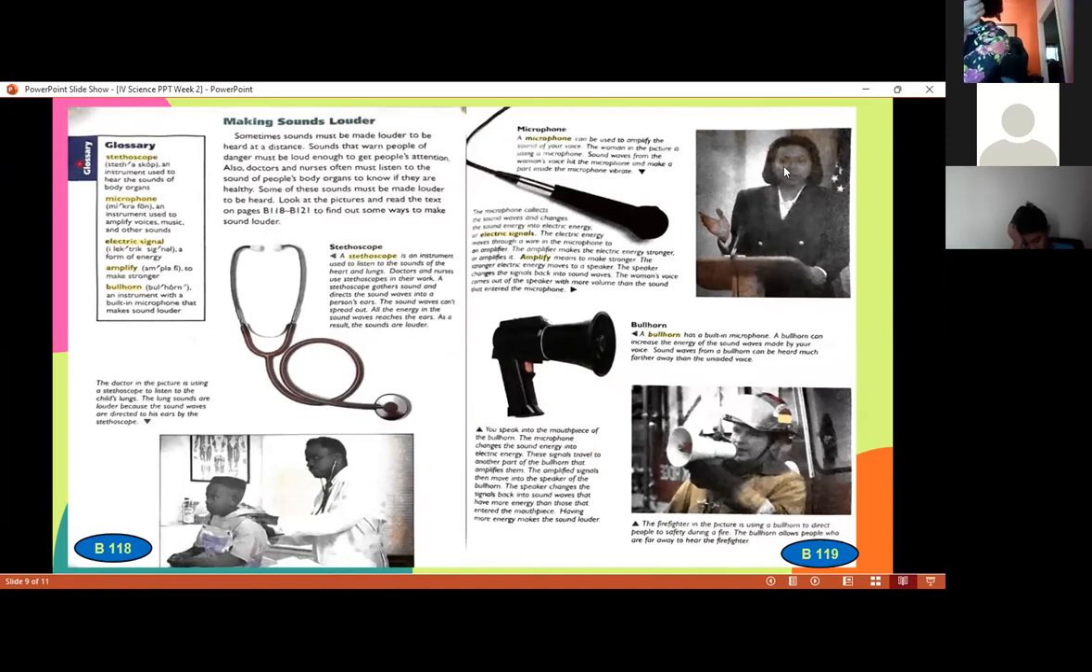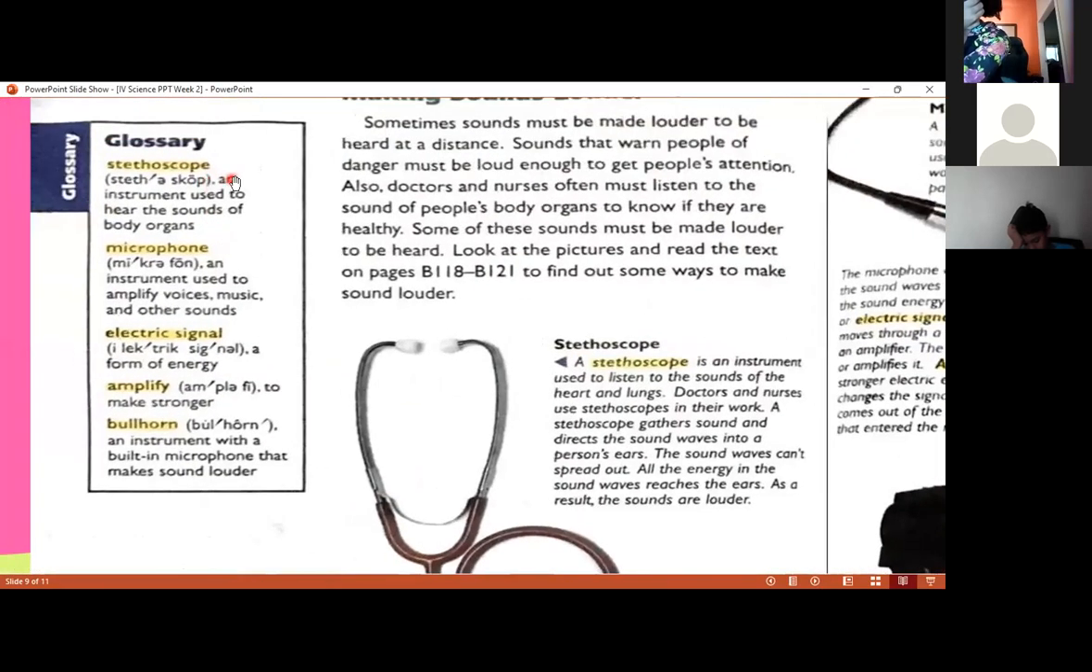Joshua, tell me, Joshua. Can I read? Read. Okay, help me to read this, the part of the glossary. Okay. The glossary. Yes.